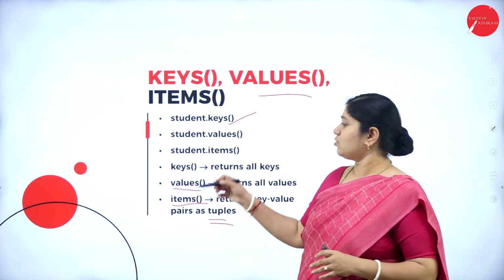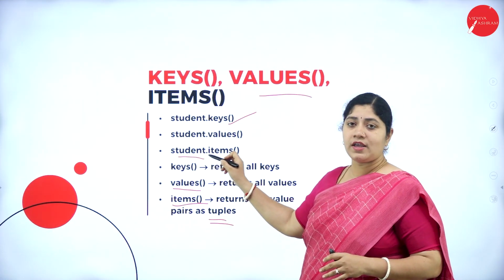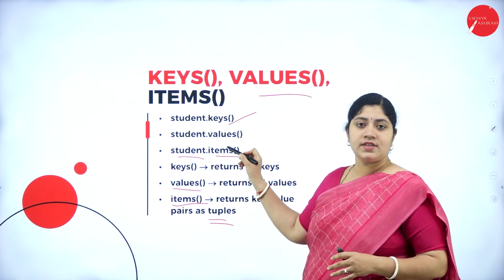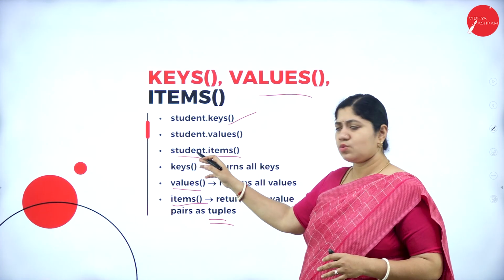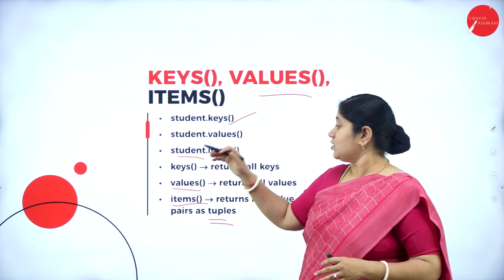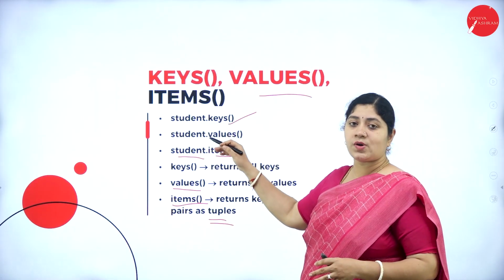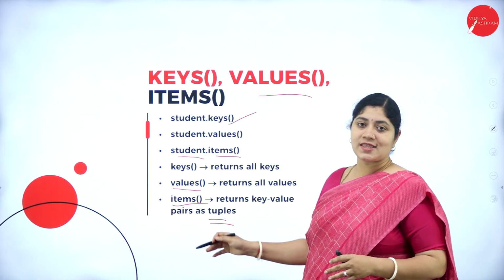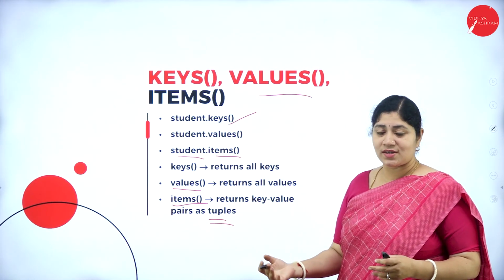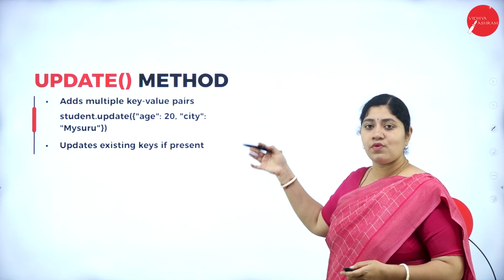And the syntax follows like an object followed by a method, that is items of. So over here, student is the dictionary that we have considered. So student dot items of, student dot keys of, student dot values of. These are the syntax and various methods. Up next, let's see a few more methods.